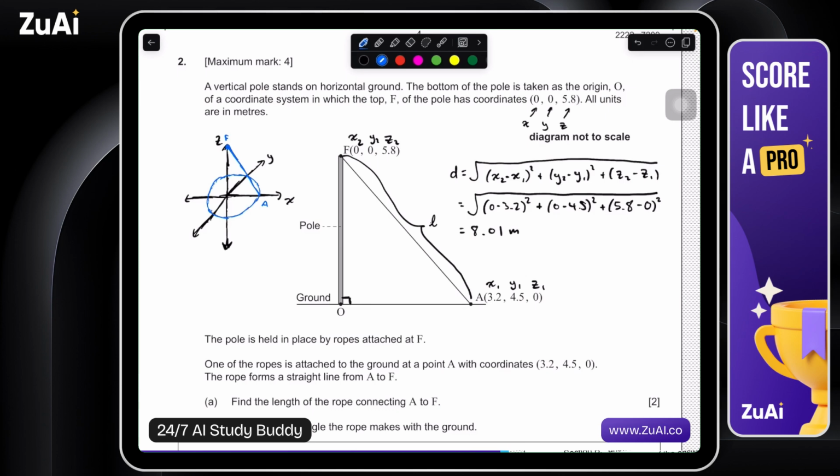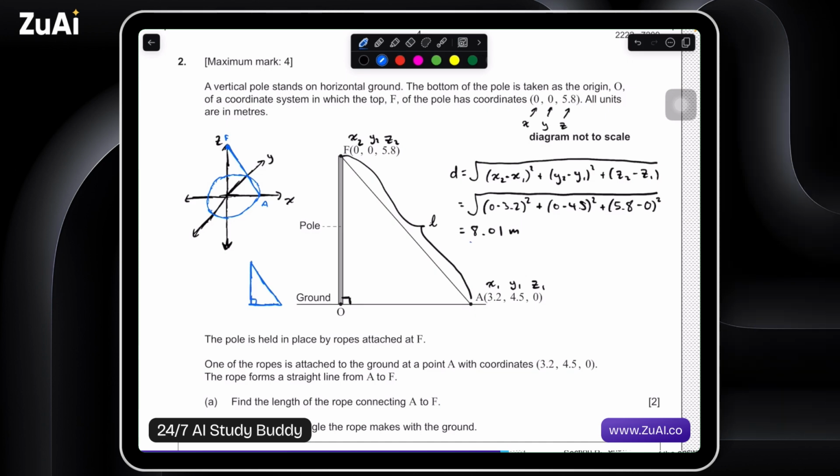And the question is, let's imagine that this is a right angle triangle, and we might say, okay, just use sine, cos, tan. We know that this is 8.01, and then we have another side length. You might be wondering, is it 3.2, is it 4.5? The danger would be to say that this is 5.8, which it is, and then the question would be, can we use 3.2 or can we use 4.5? But it's really neither of these.